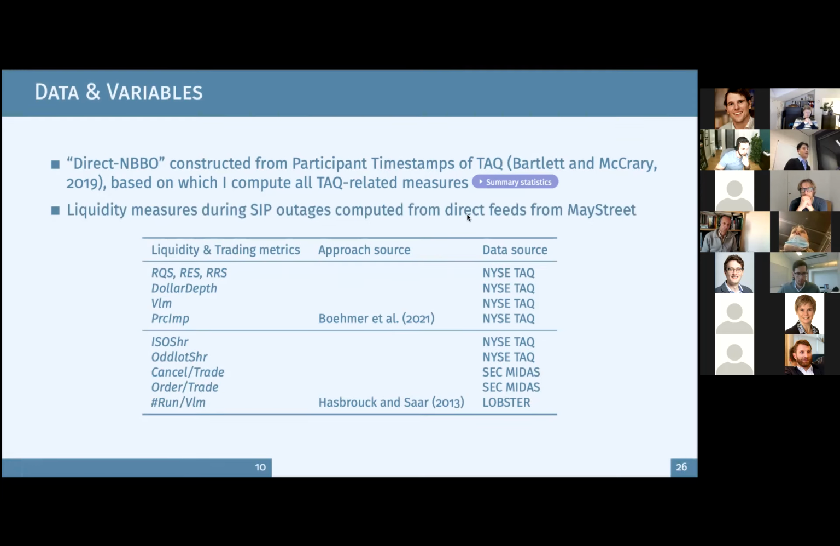And of course, as a second type of exogenous events, we're looking at SIP outages. There's no data from tech or from the consolidated tape that we can use, right? Because by definition, during those times, the tech is out. So there's no data from them. So to look at what happens in the market during the SIP outages, I got data from Main Street. So I got direct feeds from the complaint. So I can look at the liquidity and also other trading variables during the outages.